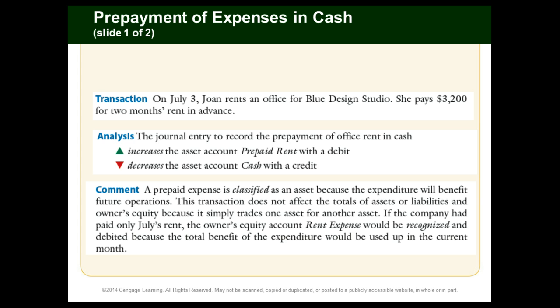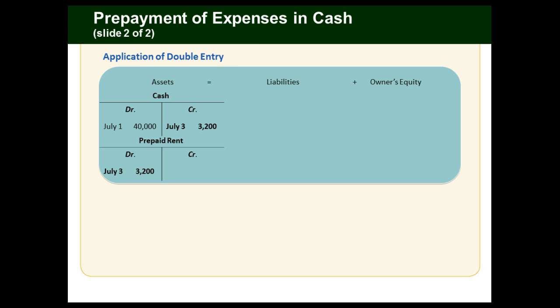A prepaid expense is classified as an asset because the expenditure will benefit future operations. This transaction does not affect the total of assets or liabilities and owner's equity. It just trades one asset for another. If the company had paid only July's rent, the owner's equity account rent expense would be recognized and debited because the total benefit of the expenditure would be used up in the current month. Okay? So as you see here, with paying 2 months up front, we have $3,200 of cash that was reduced from our cash account, but we increased our prepaid rent, which is an asset, by $3,200. Does that make sense? The journal entry would be a debit to prepaid rent for $3,200, a credit for cash of $3,200.